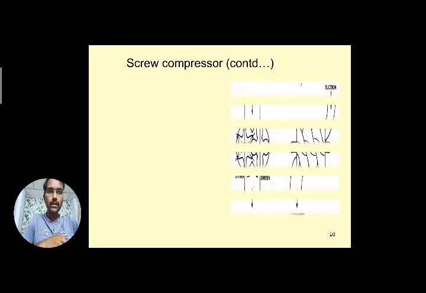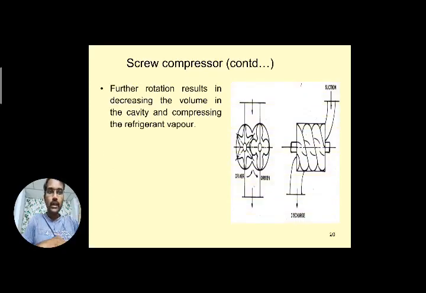Further, due to the rotational motion given by the male and female rotors, the volume is reduced. Due to the decrease in the volume in the cavity, the refrigerant vapor is compressed. So the volume in the cavity is reducing due to the rotation of the driver and driven rotors. Due to the reduced volume, compression of the refrigerant vapor takes place, and it results in an increase in the pressure.